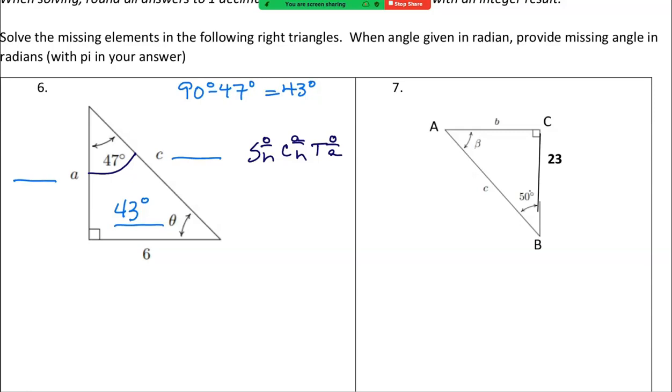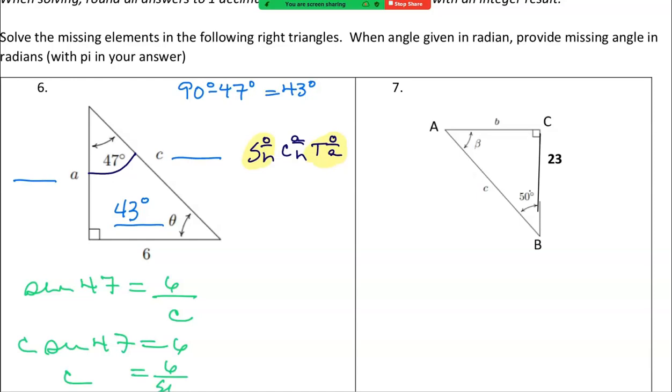only been given the opposite. So opposite is included in sine and in tan. That means I'm going to use those 2 trig functions to get the missing pieces. So let's go ahead and do that. So if I say the sine of 47, that's going to be 6 over the missing side C. So C times the sine of 47 equals 6. So C is going to be 6 over the sine of 47. And I am getting 8.2 for that. Remember, your calculator is in degree mode.